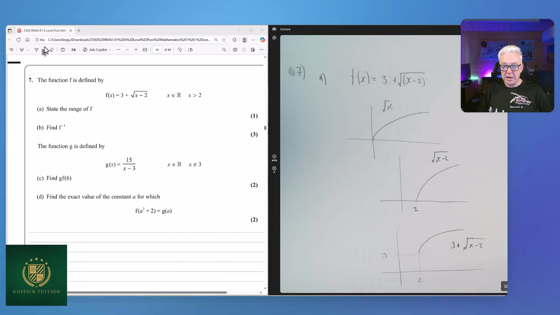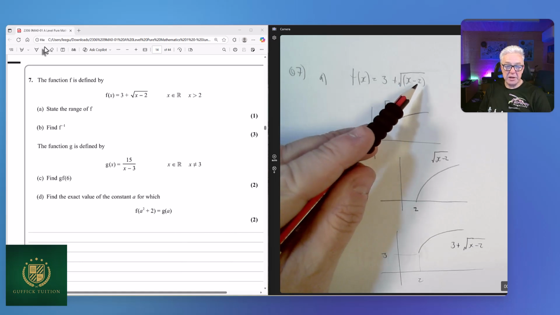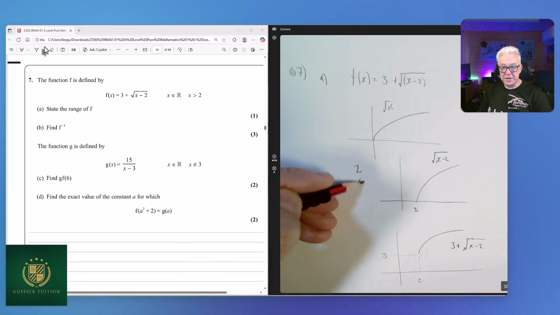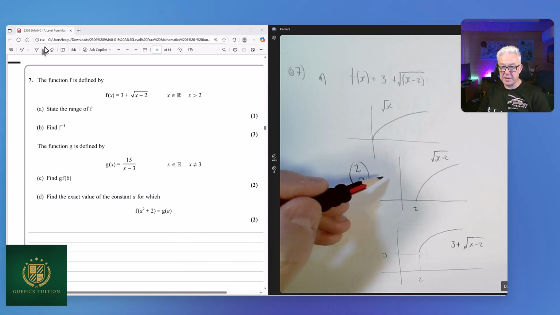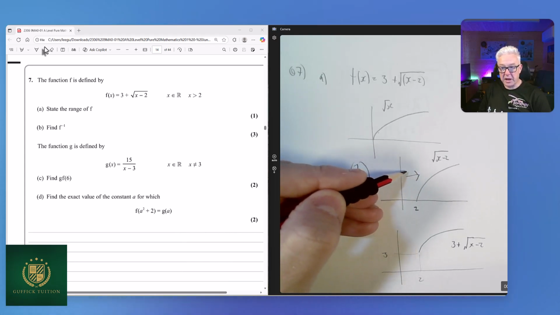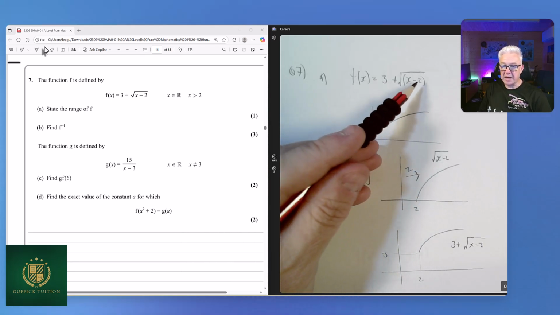So a good way that occurred to me to do this is to think about root x and work our way up from there. So root x looks like this. And then root x minus 2 is a translation by vector (2, 0) parallel to the x-axis. So that's going to move the curve 2 to the right like that. Okay, so it goes 2 in that direction. So that's our root x minus 2.